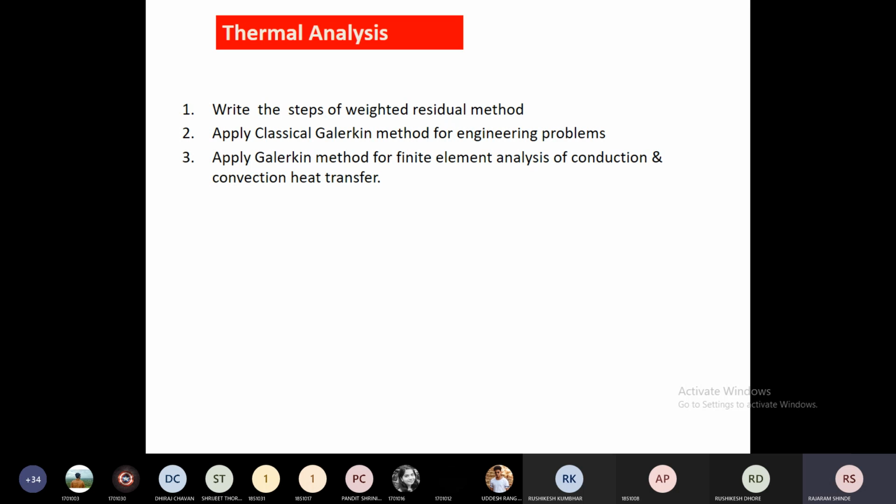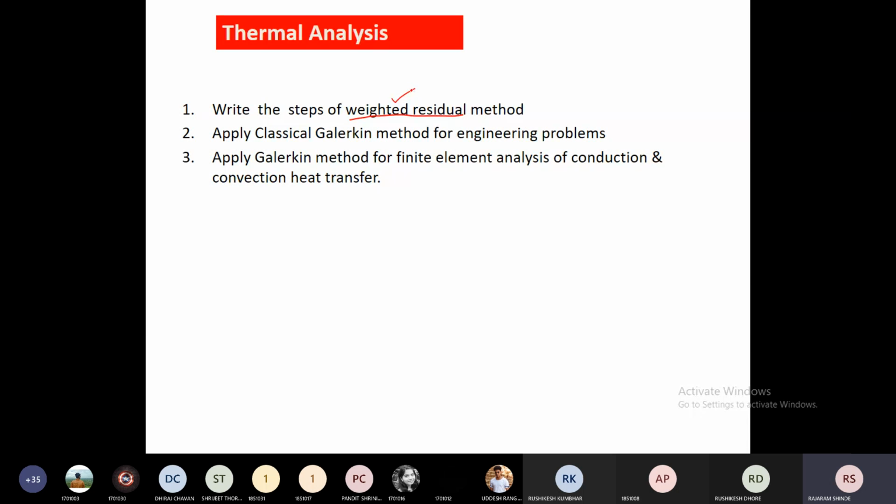So we are using another approach. That approach is the weighted residual method. Before going to derive the finite element equation, we should know the method we are using for that. Here we are using the method of weighted residual, so I will start with the steps of this weighted residual method.